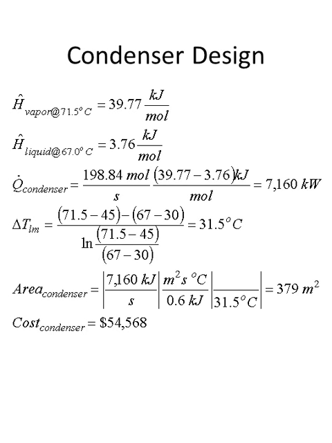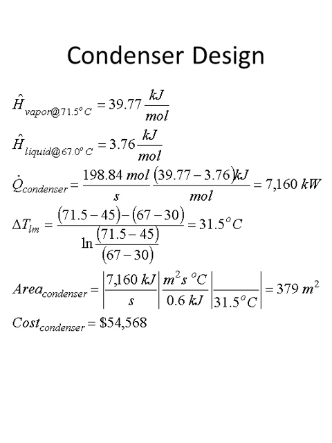We can calculate the specific enthalpy of the vapor at 71.5 degrees C, and that's just slightly less than 40 kilojoules per mole. And the liquid at 67 degrees C is 3.76 kilojoules per mole. So the total energy that has to be removed by the condenser would be the total vapor molar flow rate entering the condenser, which we calculated to be 198.84 moles per second, times the change in enthalpy, 39.77 minus 3.76, which calculates to be 7,160 kilowatts.